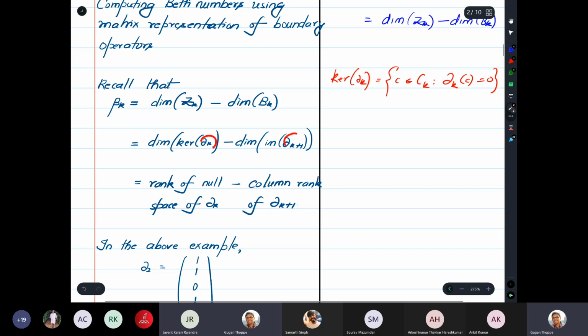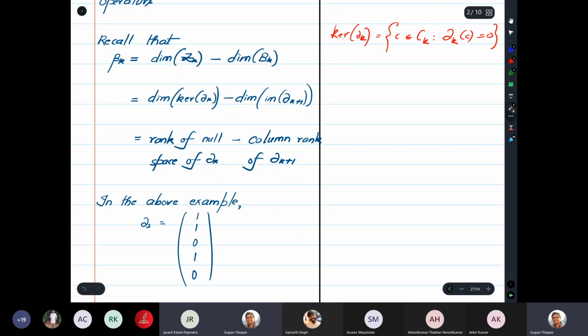However, when I write Daba k here and Daba k plus 1 here, I actually mean them as operators. All right. So now let's figure out the null space rank and the column space rank of these different operators for the above example, right? So recall what the above example is. The above example has these four vertices, and then we have this triangle over here.